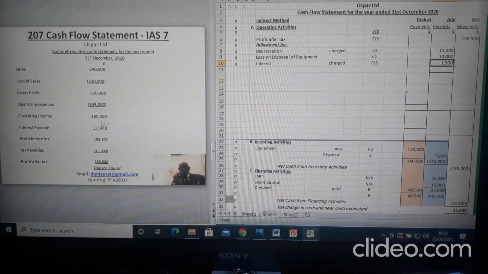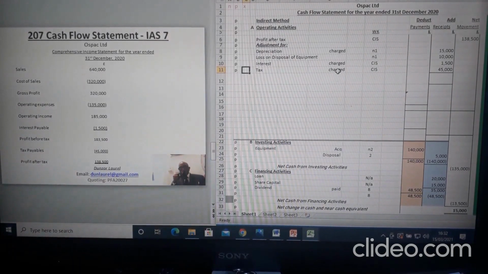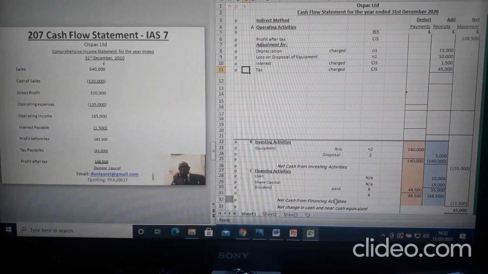Then the other one I can see is tax. I know there's a working for tax which we'll go to later, but for academic points again, I'll add it back because it's just a provision and we need to know how much is paid. As we can see in the balance sheet, there is an opening figure there. It will be in the workings later.